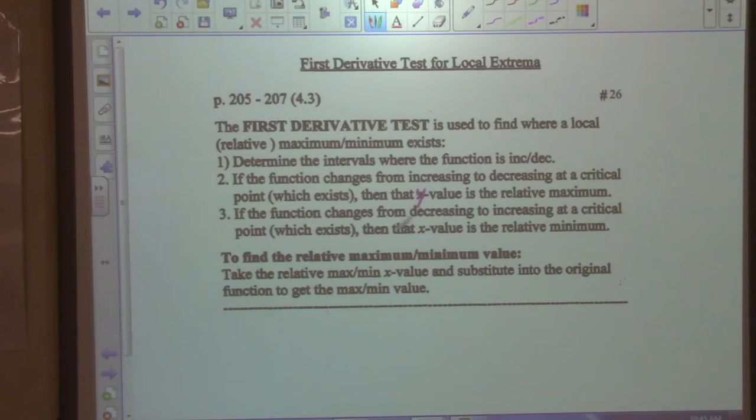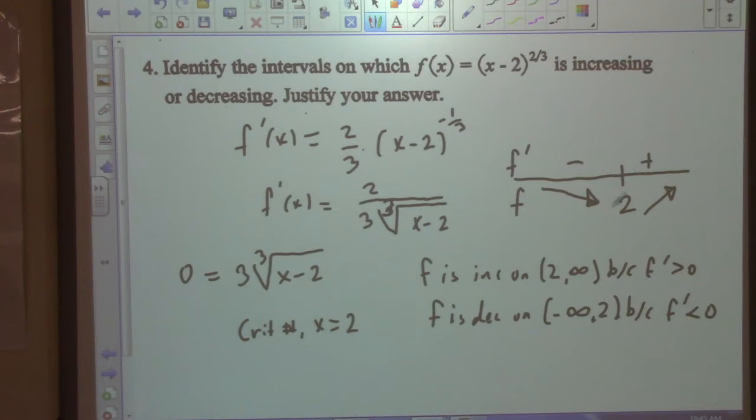occurs. So I want you just to go ahead and write this. And likewise, if the function changes from decreasing to increasing at a critical point which exists, then that y value is the relative minimum. And then it says to find the relative maximum or minimum value, you take that x value and substitute it to get that y max or min value. Does that make sense? Now I want to look at this problem that we did most recently here today. This one right here. Okay, doesn't that one apply here?